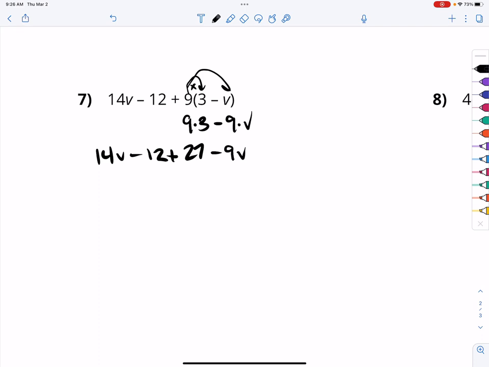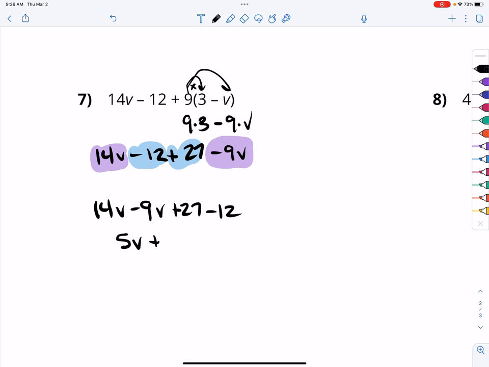And now I'm going to highlight so I can combine like terms. 14v, we're subtracting 9v, we're subtracting 12, and we're adding 27. So I'm going to rewrite this so that we are putting our terms in order. And with these numbers here, I'm going to do my plus 27 and then subtract the 12, because that is easier calculations for me. 14v minus 9v is 5v, and 27 minus 12 is 15.